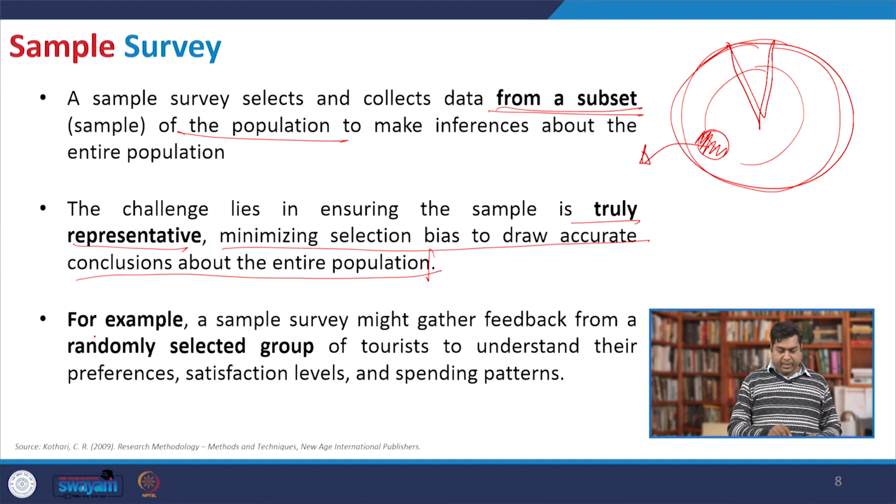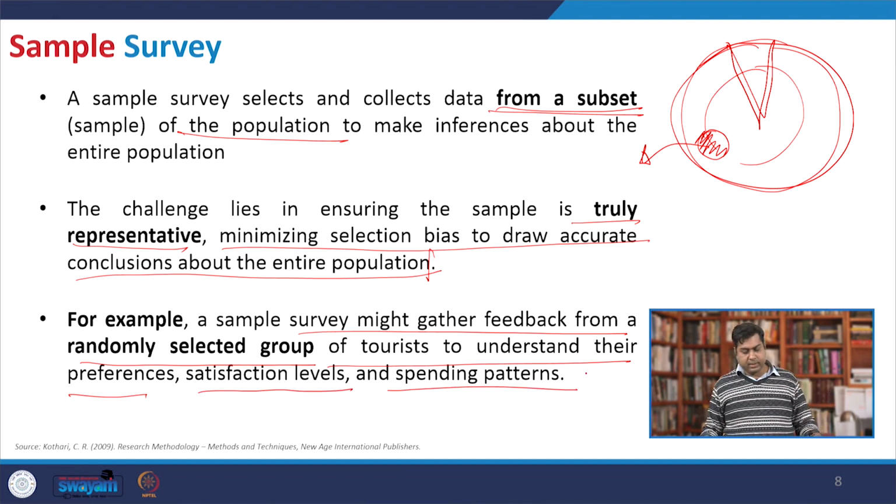Now, for example, a sample survey might gather feedback from a randomly selected group of tourists to understand their preferences, satisfaction, and spending pattern at that particular tourist destination. In this case we are not going to interview all tourists at that particular time. We just randomly select, or maybe we can select purposefully, depending on the sampling strategy. We will discuss the sample size calculation again in a separate presentation.